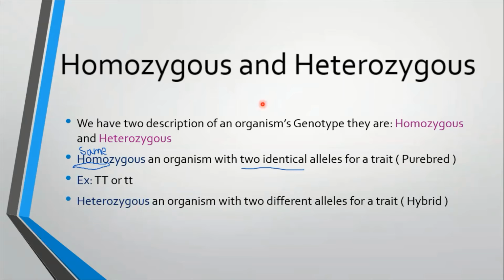But heterozygous is an organism with two different alleles for a trait, like we said before, a hybrid. Hetero means different. Both words homozygous and heterozygous end with the word zygous, but the difference is homo and hetero. So let's see an example for the alleles of a heterozygous organism: capital T small t. Because we have one capital and one small, they are different.